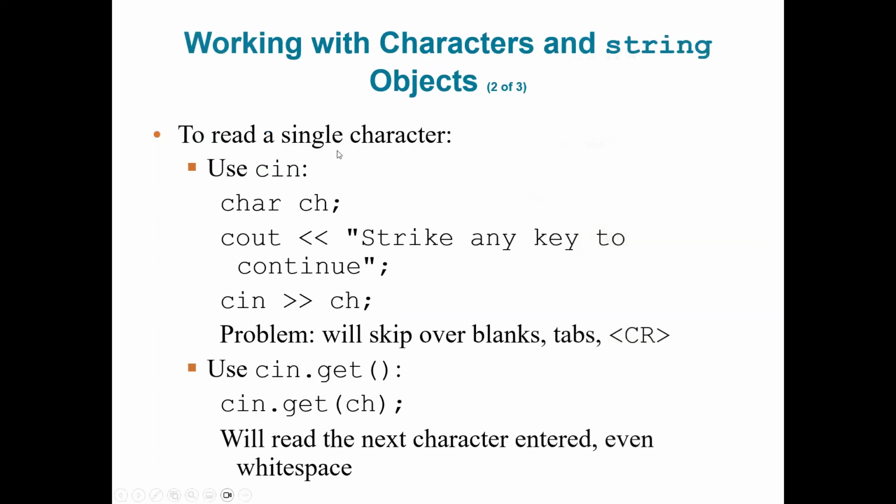Next, also to read a single character, we can use cin. So char ch, with the prompt strike any key to continue. Then we have the character to read with a single cin. Now the problem is we skip over blanks and tabs. So in this case, we can use cin.get. This will read the next character entered, even white space also. So the whole goal of getline and get functions is about the spaces, the white spaces.